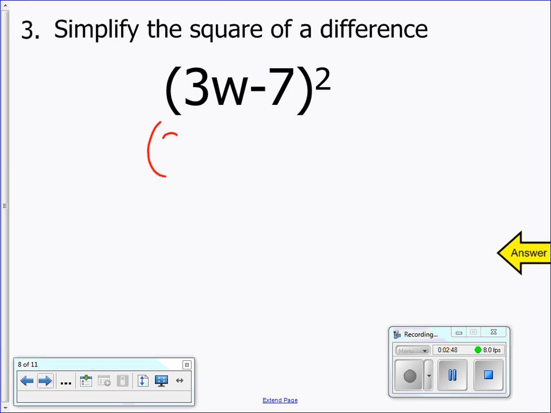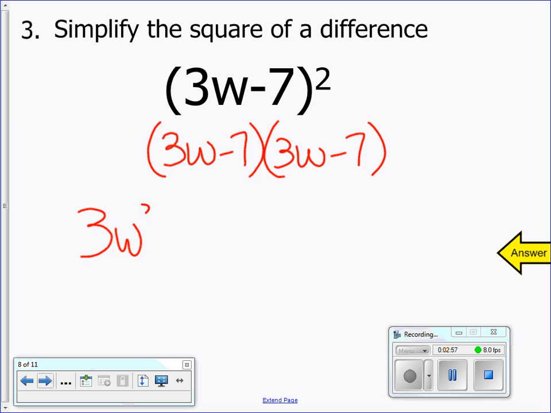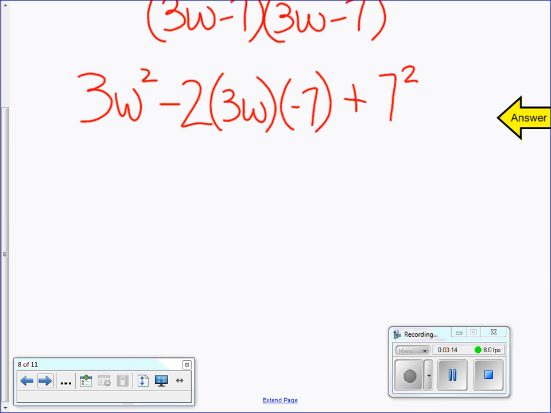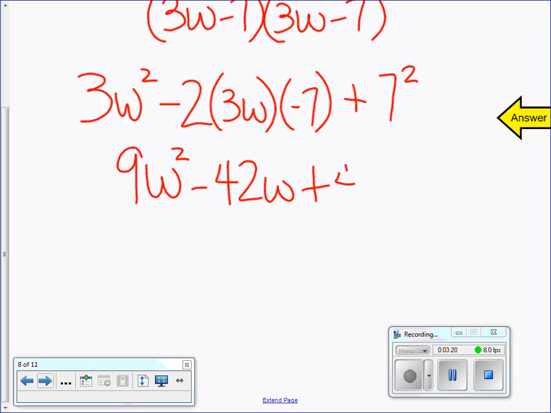Okay, this simply says (3w - 7) times (3w - 7). We square the first term, (3w) squared, minus, because this is a minus, 2 times the first term times the second term, plus the second term squared. So that gets us 9w squared minus 42w plus 49.